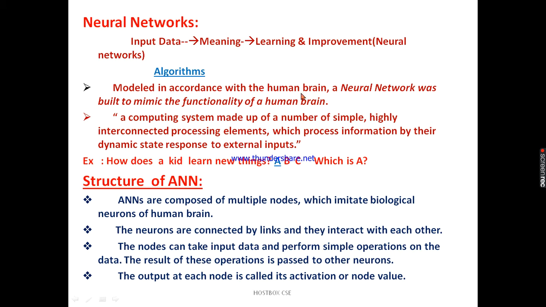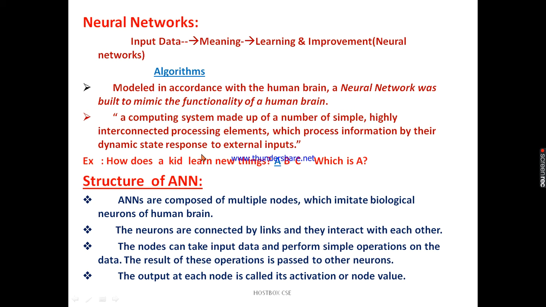So, modeled in accordance with the human brain, a neural network was built to mimic the functionality of a human brain. Now the question is, what are neural networks, or what is meant by neural networks? The simplest definition: a computing system made up of a number of simple, highly interconnected processing elements, which process information by their dynamic state response to external inputs. Remember, it's a system capable of highly interconnected processing elements.